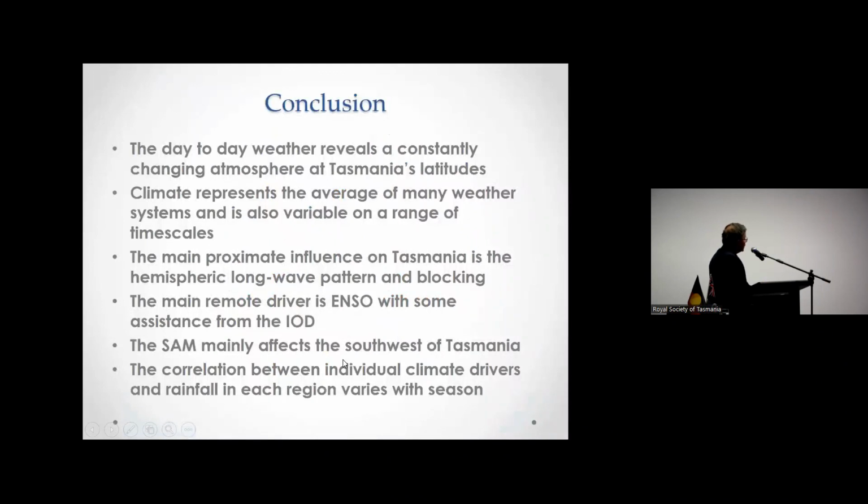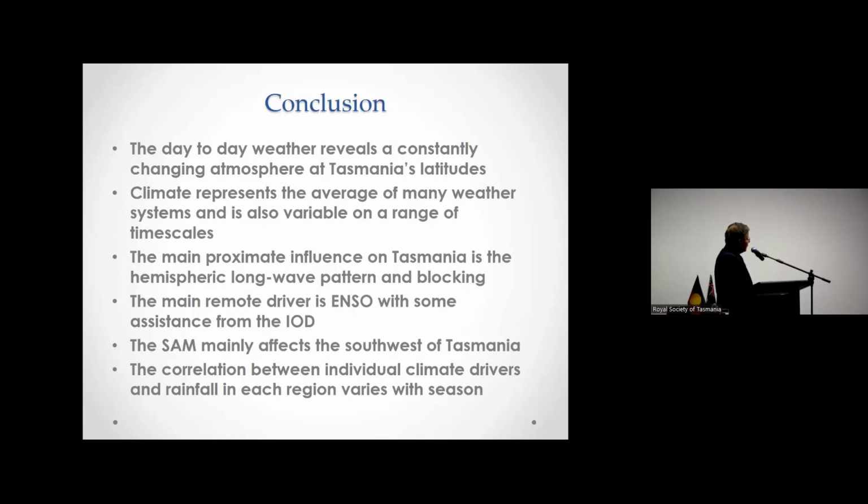So basically, what I'm trying to say here is that the day-to-day weather reflects the constantly changing pattern of atmospheric behaviour at Tasmania's latitude. So much of what we experience is contained within the weather, the probabilistic weather, if you like. Climate represents the average of many of these weather systems, but it itself becomes variable on a range of timescales when you put all these together, when you integrate all these effects.